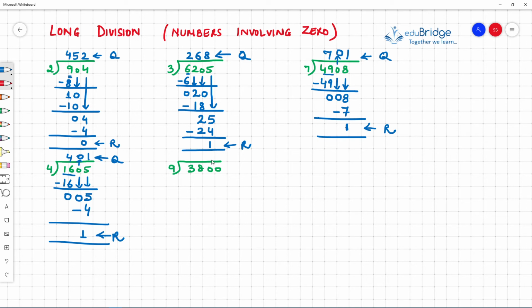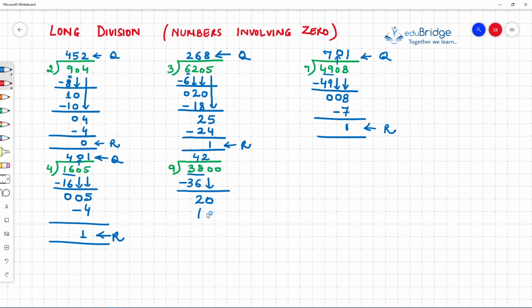The next example, 3800 divided by 9. So same thing. We make a group of 38 because 3 is smaller than 9. So we group it with the next number. Now what is the closest you can go here? 9 fours are 36. We divide it, your remainder is 2. We bring down this 0. Number becomes 20, right? Now we do not have to write the 0 up because we have a number which is 20.